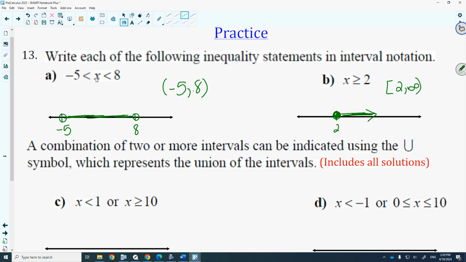All right, then what's going to happen is we're going to have a combination of 2 or more intervals. So when we have a combination, we're going to use the union symbol. This is going to be new for calculus, which represents the union of the intervals. So when we do the union, it's going to include all solutions. So here's what I mean.